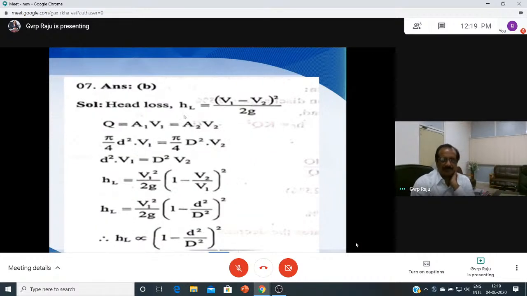Simple here. He has given the discharge equation and also the loss; you need to find out the head loss due to expansion, (V1 minus V2) square by 2g, and by simple substitution you get this value.